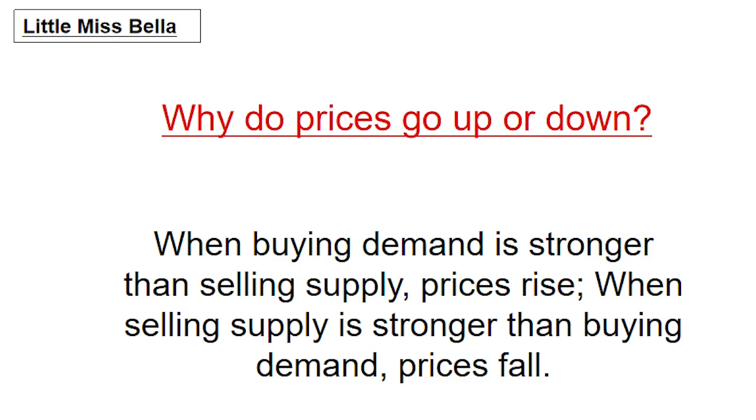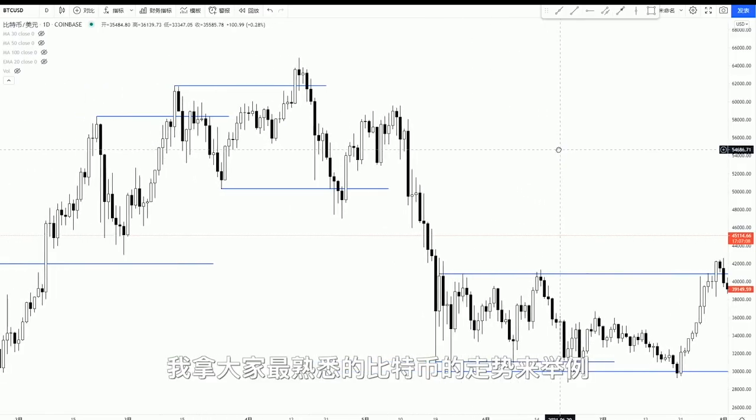First of all, let's think about a question: why do market prices go up or down? The answer is very simple, and I believe many friends can answer it. Many people know the simple truth that when buying demand is stronger than selling supply, the price will rise, and when selling supply is stronger than buying demand, the price will fall, but few can feel the changes in these forces in a K-chart. Next, I will take you into the K-chart to feel and understand how the main long and short forces operate in the market in different states.